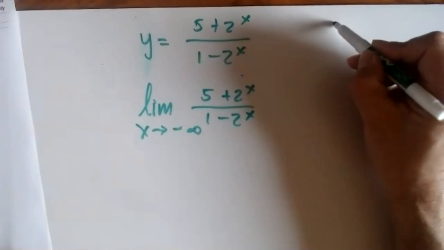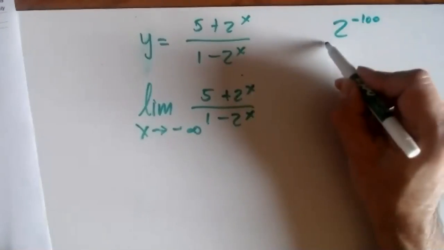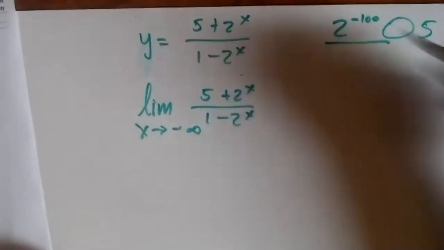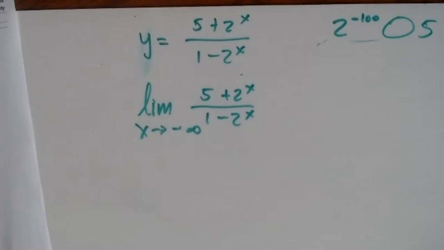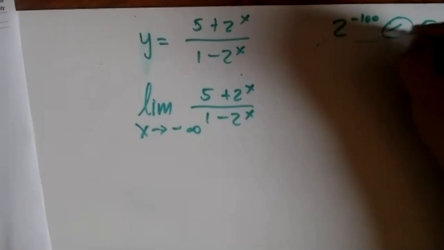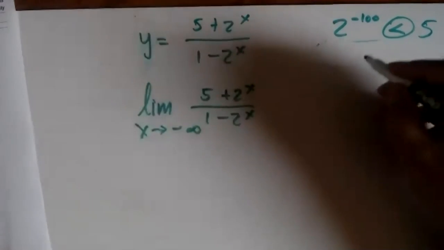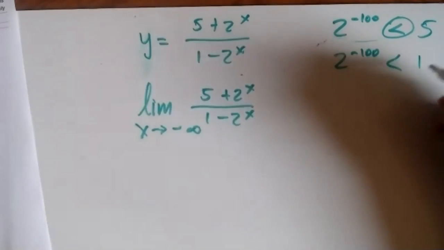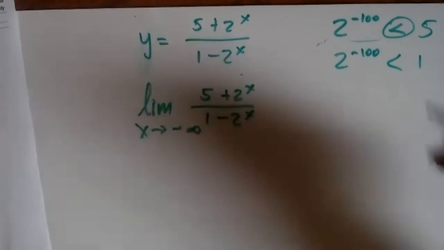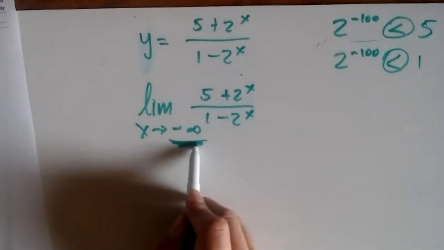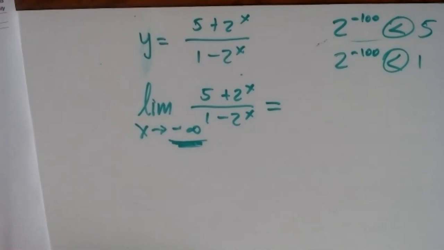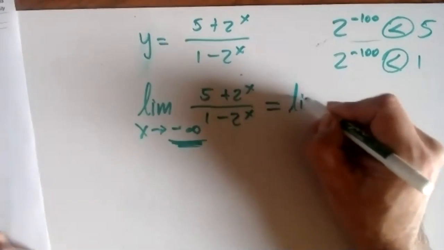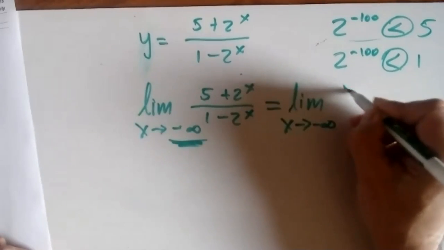Now my numbers are going to be like this one, 2 to the negative 100. What is 2 to the negative 100 with respect to 5? Ahí está el cocodrilo. Which way is the crocodile going to eat? What number is greater? 5 or 2 to the negative 100? 5. Correct. The crocodile eats like this. And the same one. 2 to the negative 100 is less than 1, correct? Right? So in this situation, when the x is negative, now the big guys are not 2 to the x. Who are the big guys? 5 and 1. So this is the limit when the x approaches negative infinity of 5 over 1.